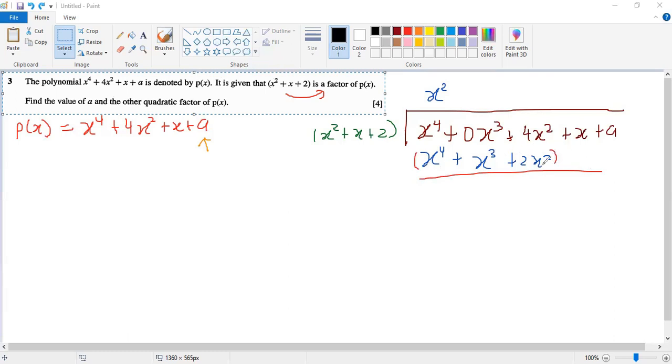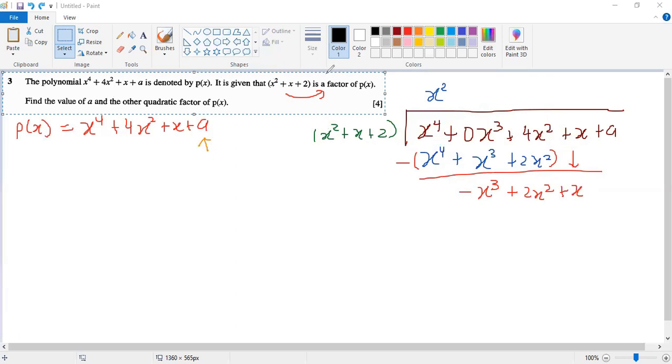Now imagine a minus with a bracket all the way. So x to the power 4 cancels out, giving 0 minus x cubed. When you open the bracket, you can do it in your mind: 4 minus 2 is positive 2x squared. Always bring down 3 terms, because the divisor on the left has 3 terms.